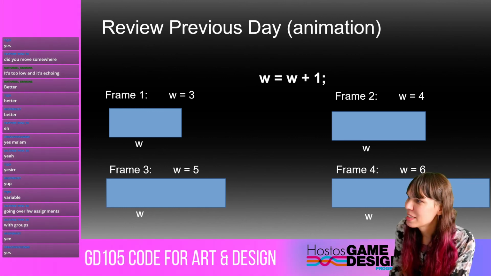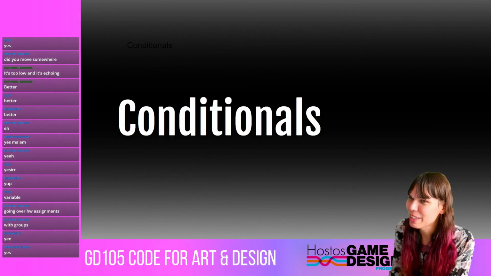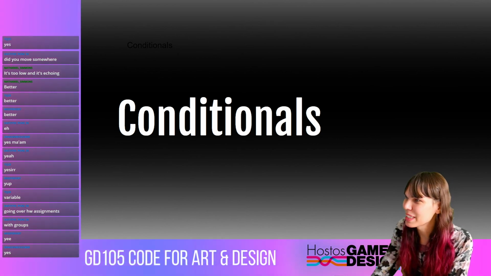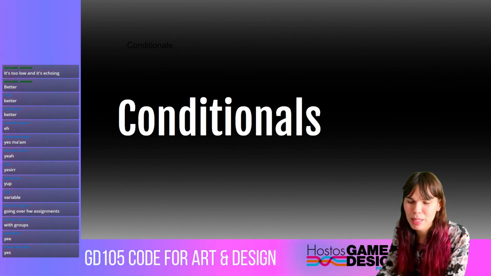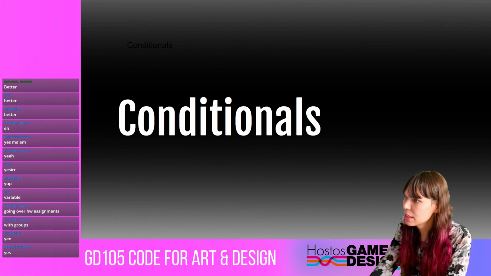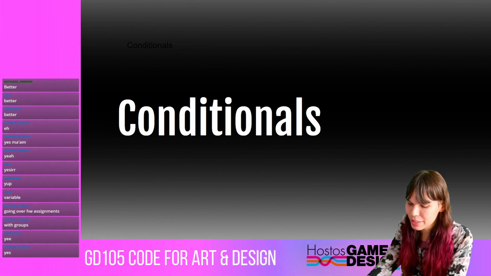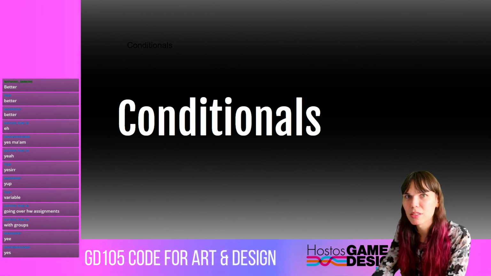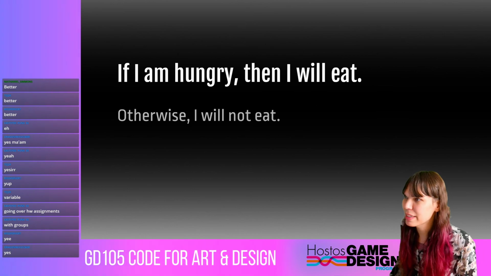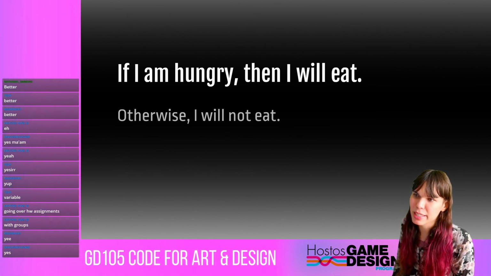Cool. So I said that we would talk about conditional statements today. So now we are going to talk about conditionals. We're going to go through some basic statements, and then we're going to talk about how to convert that into code. What we're talking about is logic. Conditionals are probably one of the most fundamental things you're going to use in programming. If we think about this statement: if I am hungry, then I will eat. Otherwise, I will not eat.